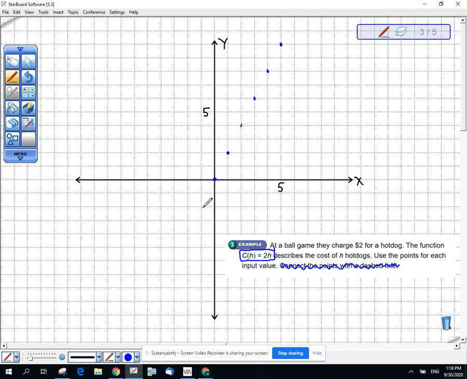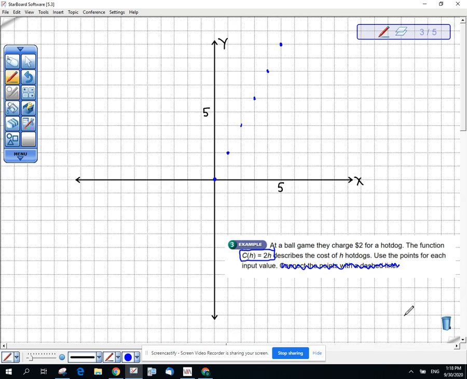You're not going to buy negative hot dogs, so you're not into the second, third, or fourth quadrant. And yes, it would be implied that it would continue in this way, but this is a discrete function with each one of those points. Next time you're at a ball game, go up and ask if you can buy a half a hot dog. I'm pretty sure the answer is no.